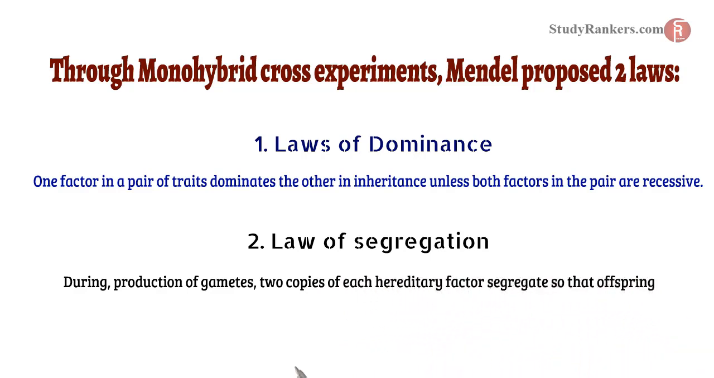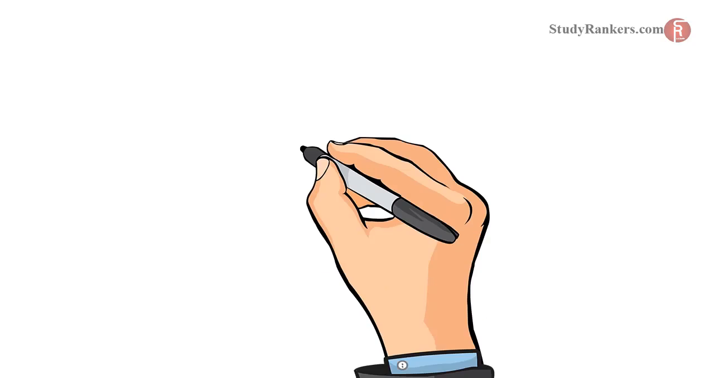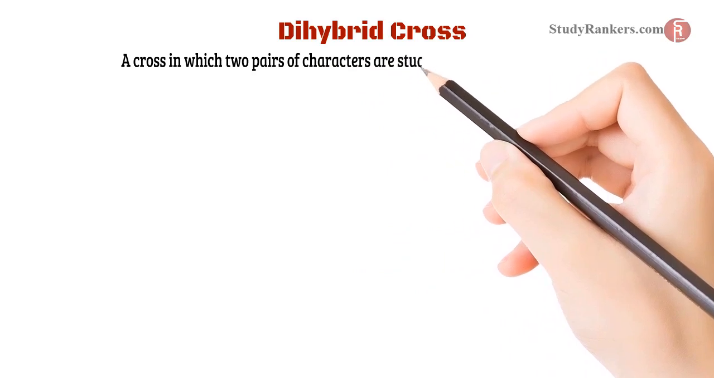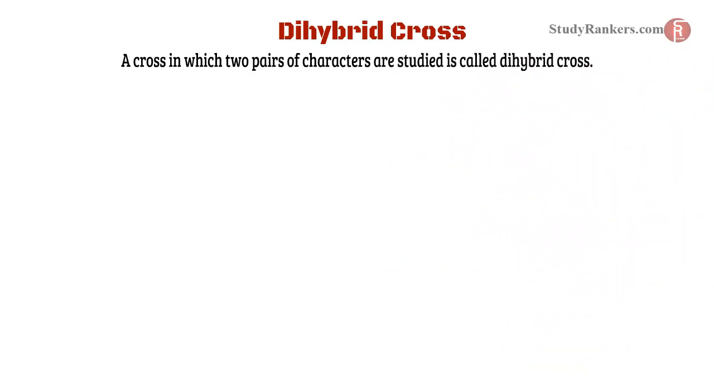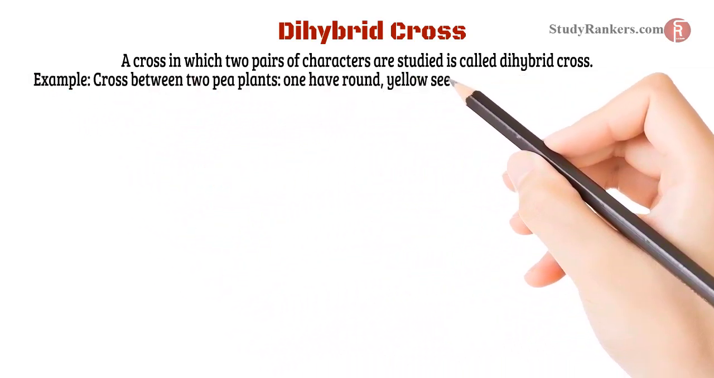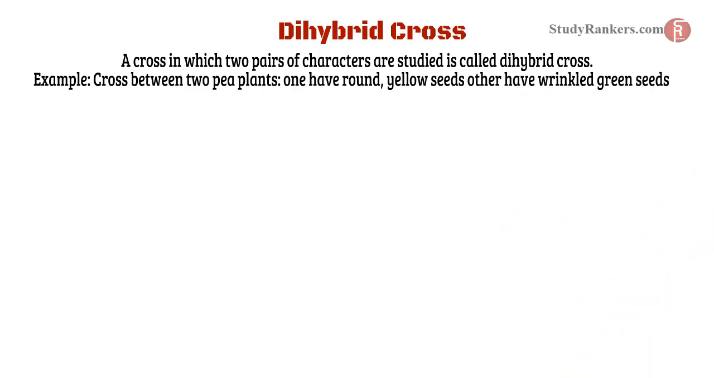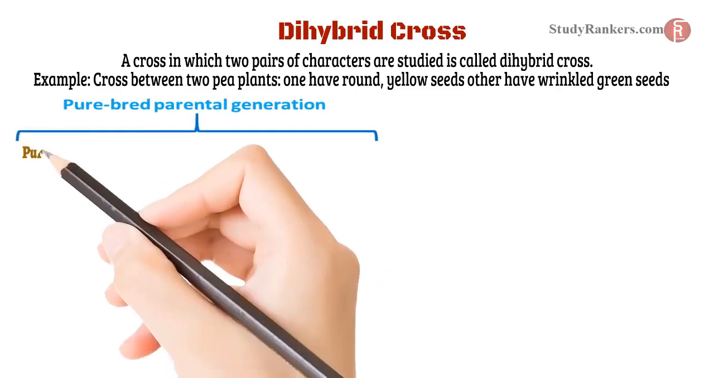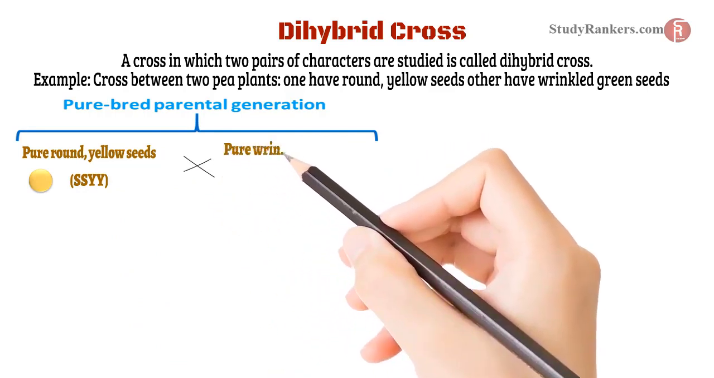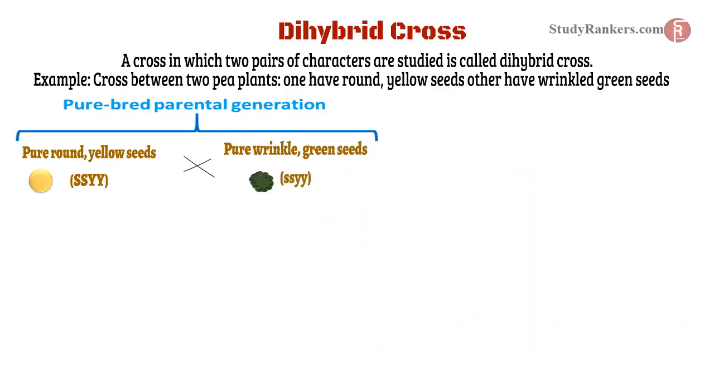Now, the next topic is dihybrid cross. A cross in which 2 pairs of characters are studied is called a dihybrid cross. For example, cross between 2 pea plants, one having round yellow seed, the other having wrinkled green seed. Let's study about it. He took purebred parental generation, pure round yellow seeds, denoted by capital SSYY, and crossed them with pure wrinkled green seeds, denoted by small ssyy.